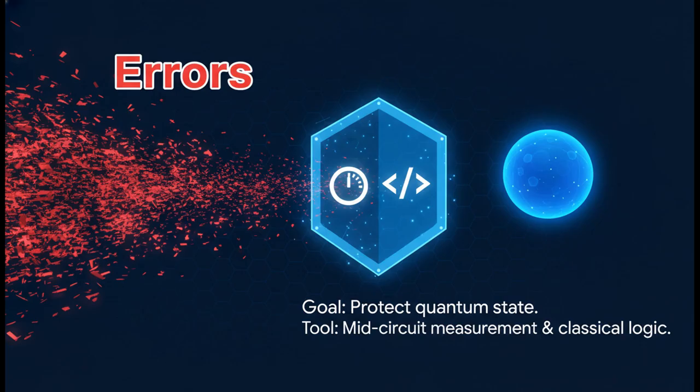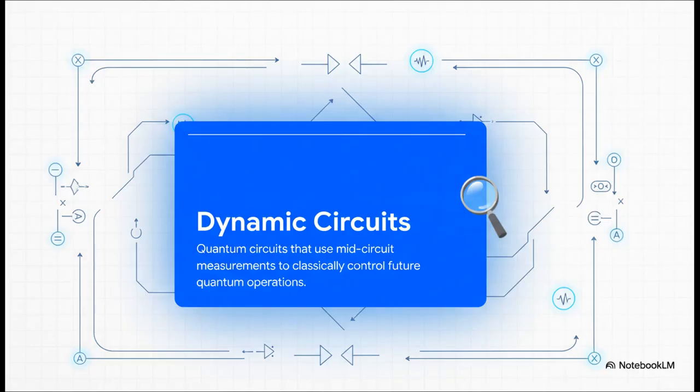The idea is to not wait until the end to see if something went wrong. We're going to check for errors in the middle of the calculation. And if we find one, we'll use a simple if-then statement to fix it on the fly. This amazing ability is called dynamic circuits. And trust me, this is an absolute game changer. It means our quantum circuit isn't just blindly following instructions anymore. It can measure something, think about the result, and then change what it does next. It's real-time decision-making, and it's the secret sauce for all serious quantum error correction.